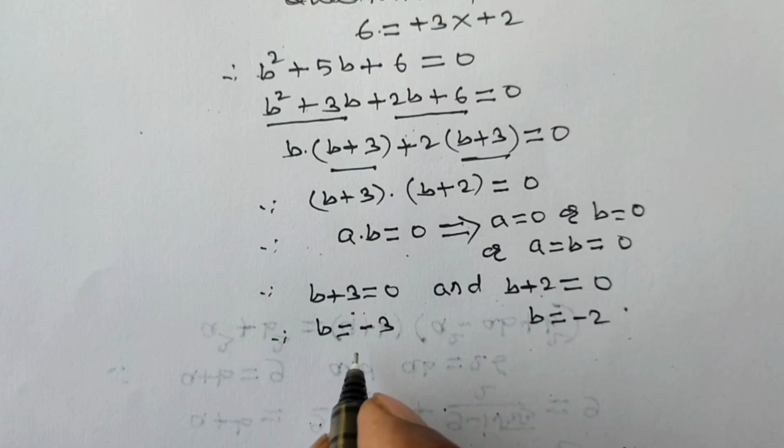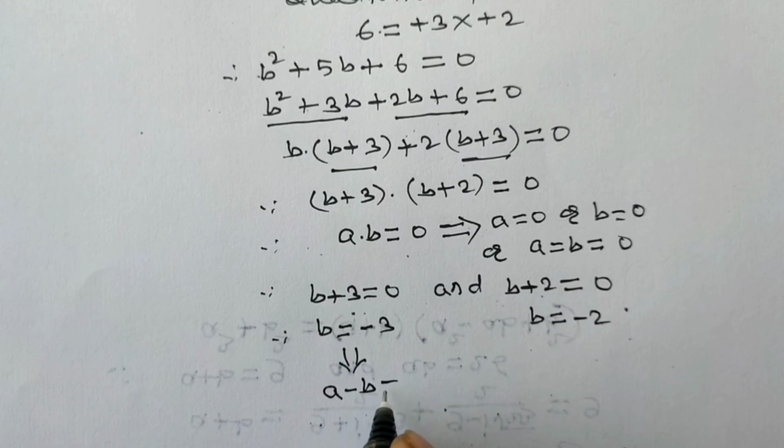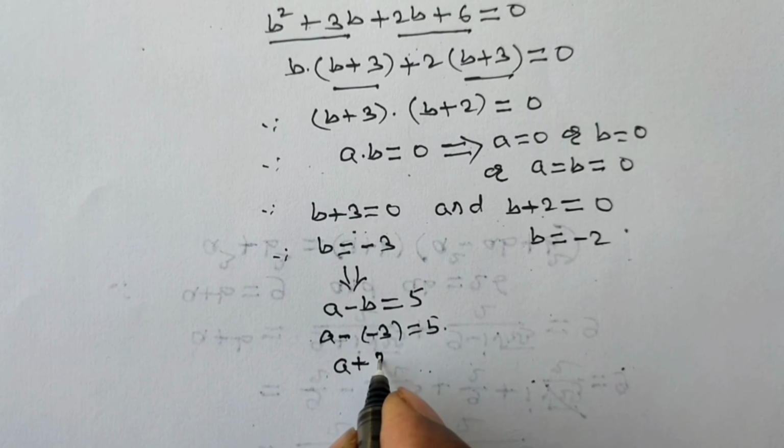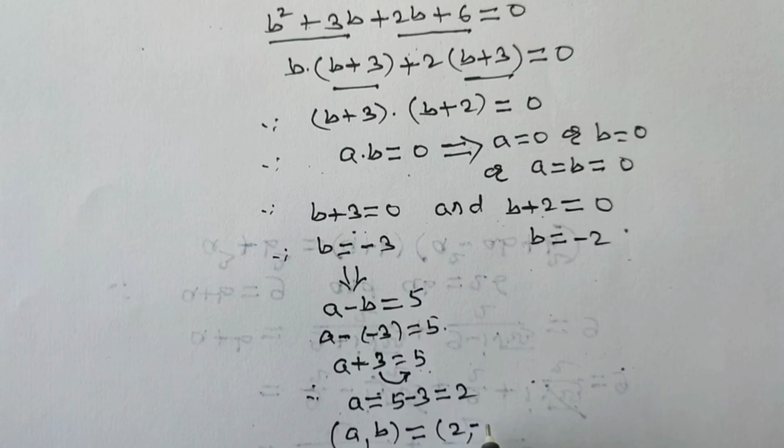Now for b is equal to minus 3, we have to find the value of a. But you know a minus b is equal to 5 and b is minus 3. So a minus of minus 3 is equal to 5, a plus 3 is equal to 5. Hence, taking this 3 to the right hand side, a is equal to 5 minus 3 is equal to 2. Hence, the first pair of values of a and b is a comma b is equal to 2 comma minus 3.